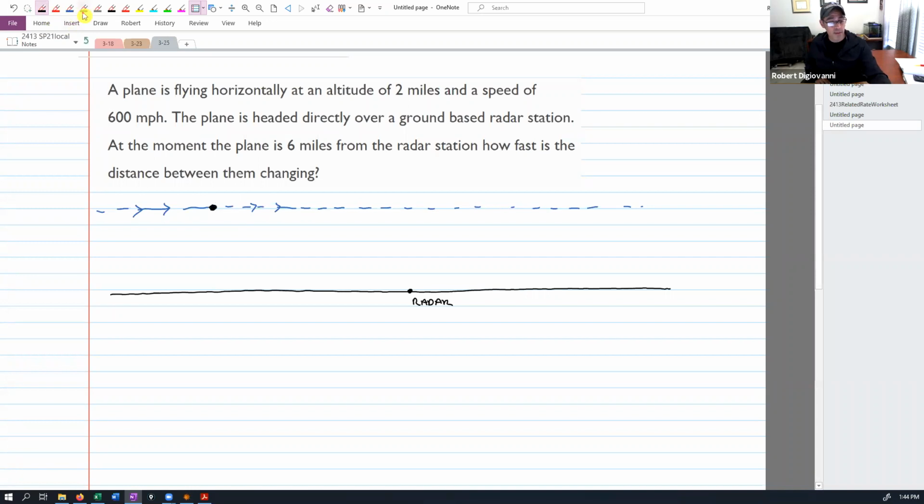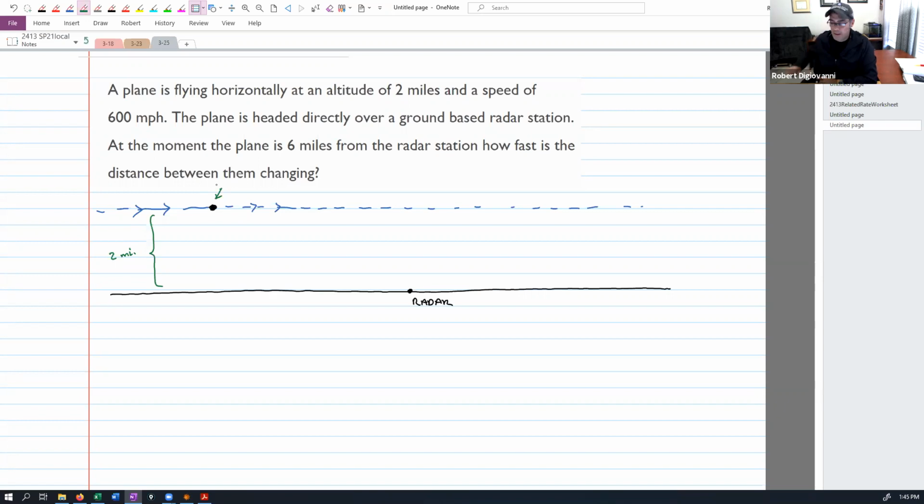I also know that the plane is 2 miles high. So I know that the distance from here to here is 2 miles. And that's not changing. Same altitude the whole time. I also know that the plane is flying at 600 miles per hour. That's a speed, isn't it? So I know how fast this dot is moving to the right. I would say that's a general picture.